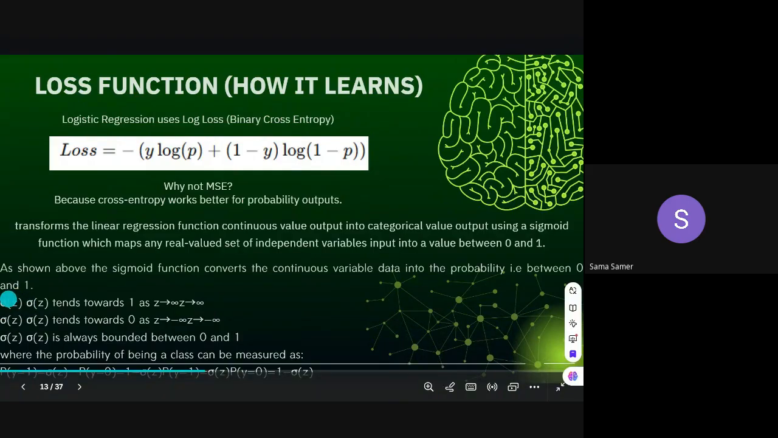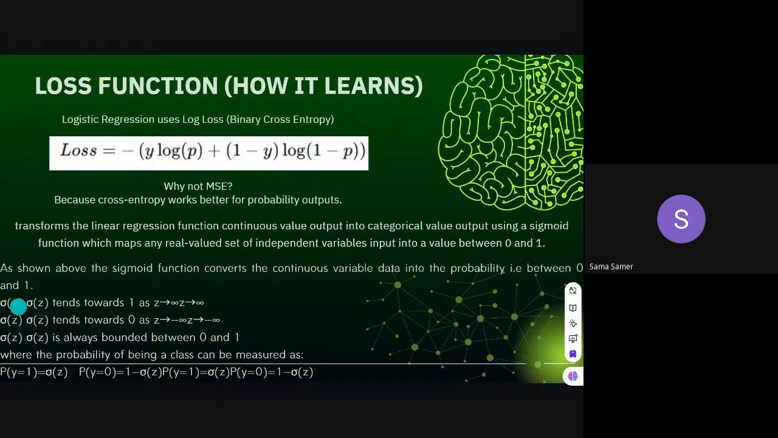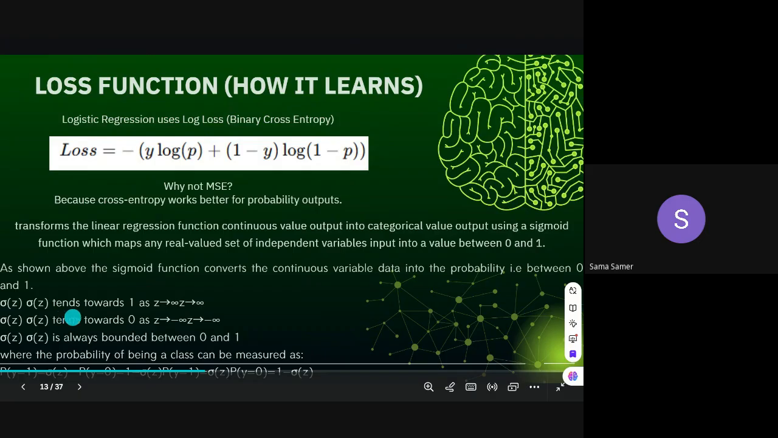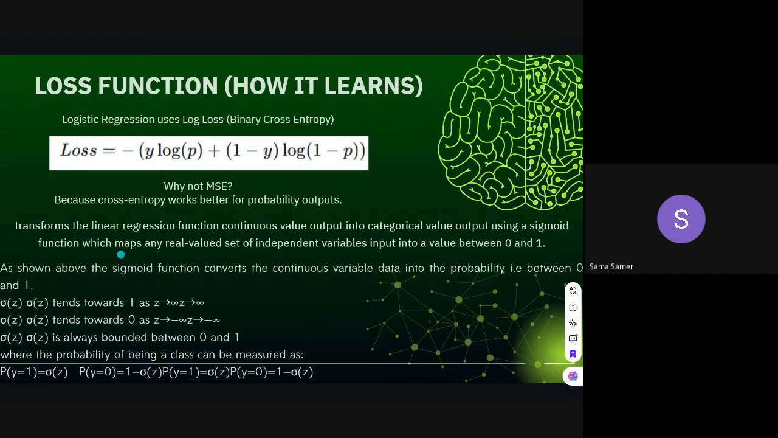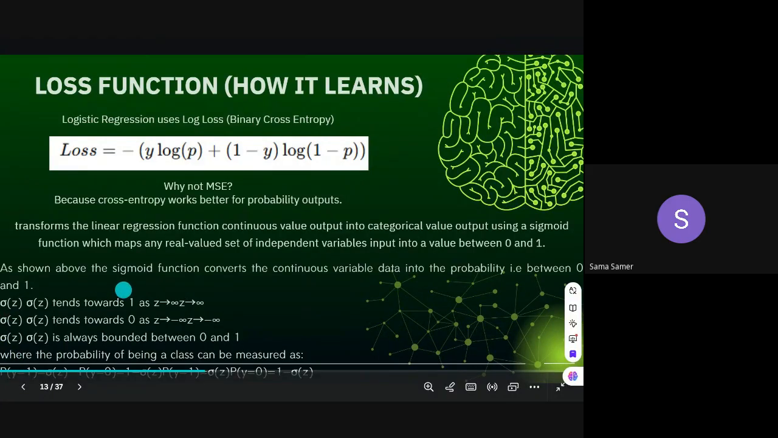Sigma z, if it tends towards 1 from the sigmoid function, it means that z tends to infinity. But if it tends towards 0, it means that z, or the target value, the dependent variable that we are trying to guess, tends towards negative infinity. So again, sigma z, which is the output of our sigmoid function, is always bounded between 0 and 1.